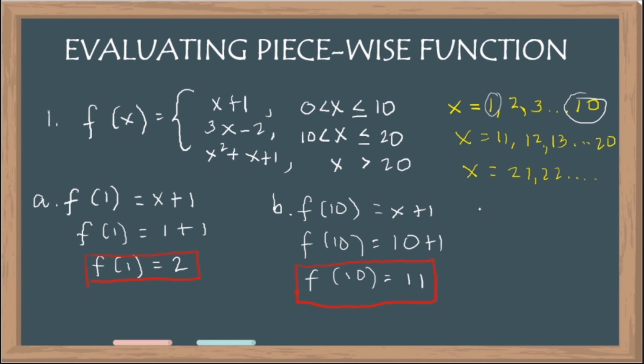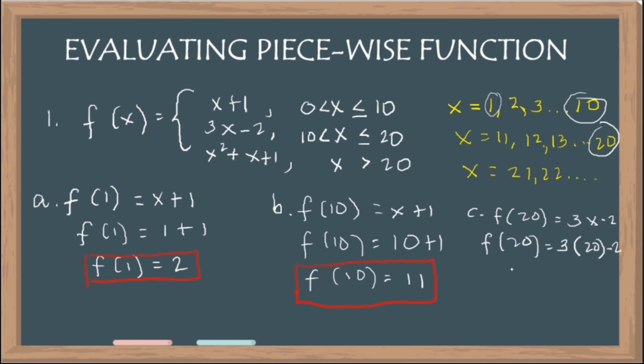Now, let's have letter C. How about pinapakuha sa atin ay f of, let's say, 20. F of 20. So, saan nabibilang yung 20? Nandito siya. So, gagamitin natin itong function na ito. Equals 3x minus 2. So, we have f of 20 is equal to 3x minus 2. What is now the value of x? That is 20. So, substitute lang.